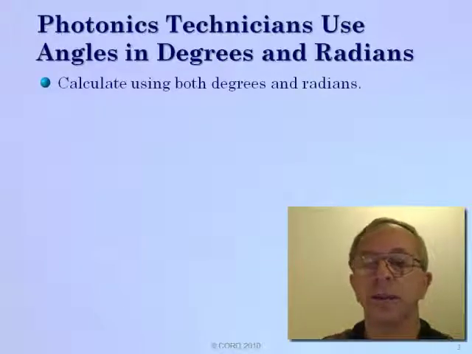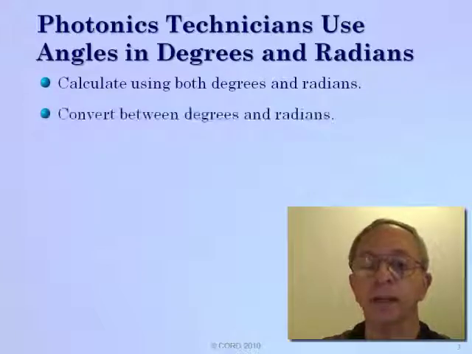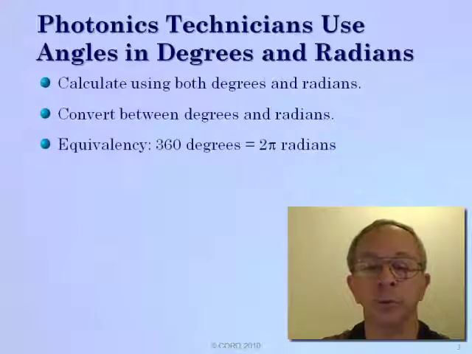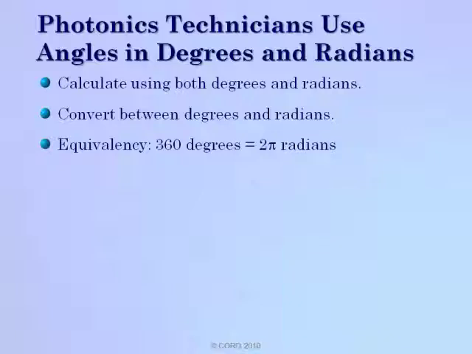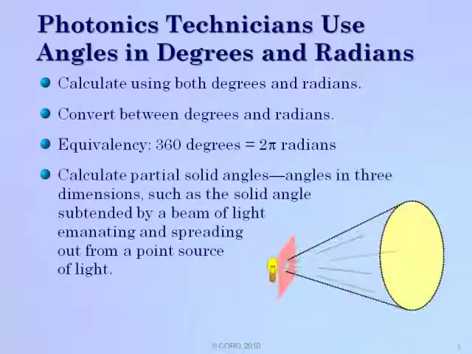Photonics technicians use angles in degrees and radians to make their calculations and their measurements. And so you'll need to be able to convert between those 2 measurements. You'll note that 360 degrees is equal to 2 pi radians, and we'll work with that a lot in this module.